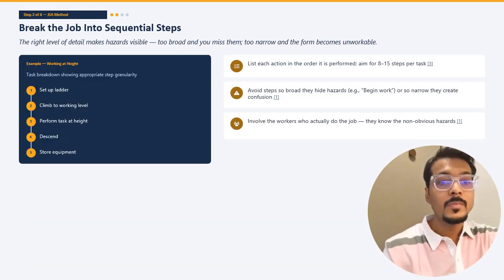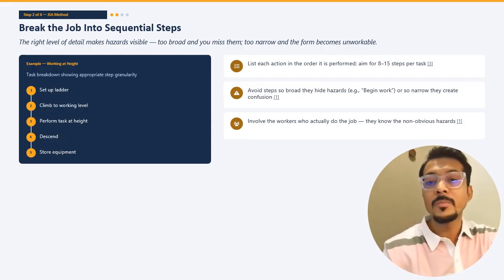Step 2: break the job into a sequential flow. So how will it break? Step by step: set up the ladder, climb up to the work level, perform the task at height, descend, and store equipment. If we break it down this way, list each section in the order performed, aiming for 8 to 15 steps per task.